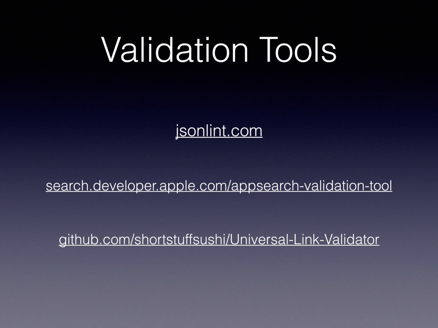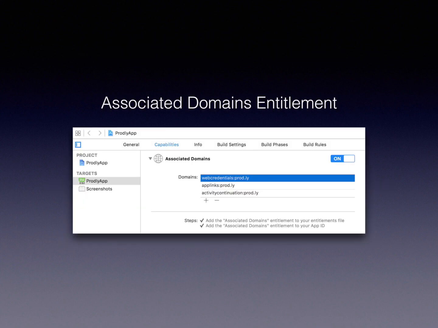For the entitlements, that's where you do that in Xcode. You can see I already got the three different services: web credentials, app links, and activity continuation. These we will need further on in my talk, but it's always the name of the service, colon, and then the domain name that you are claiming to be entitled to integrate with.